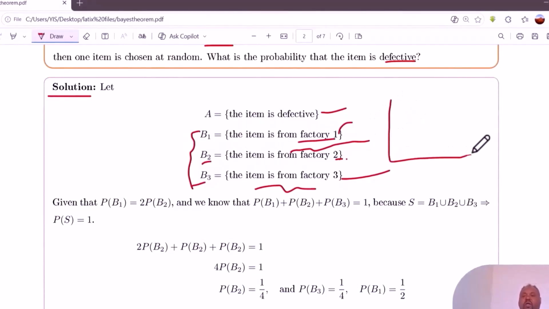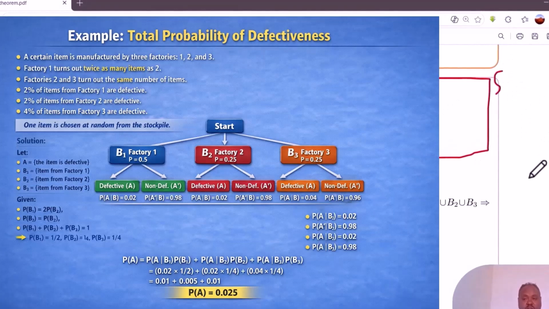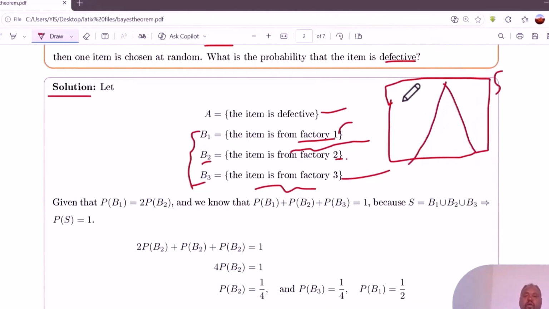Meaning here, when we understand this problem setup as a partition, S is now the collection of these partitions. B1 is here, B2 is here, B3 is here. Now the sample space S is nothing but getting an item which is produced from factory 1 or factory 2 or factory 3. So this is a partition.